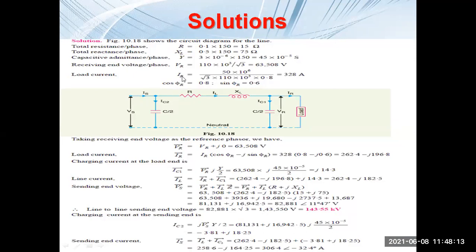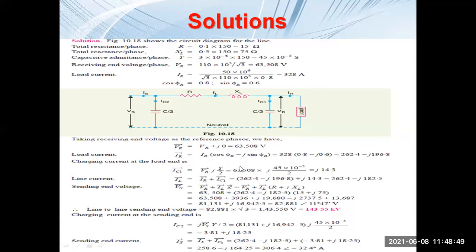Then the load current IR: the power is 50 megawatt, 50 into 10 to the power 6, by √3 into 110, the line to line voltage, 110 into 10 to the power 3, and then the power factor. Now cos phi r is 0.8, sin phi r will be 0.6. So VR equals VR plus J0. Then IR equals IR into cos phi r minus J sin phi r. So IR we have calculated in terms of phasor, it is 0.8 minus J 0.6. We will get the value. Then IC1, we will substitute the formula, that is VR into J into Y by 2.